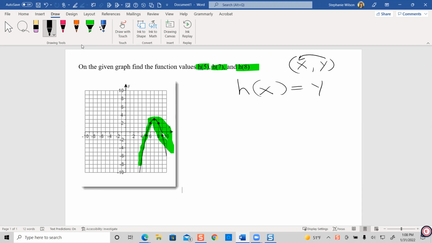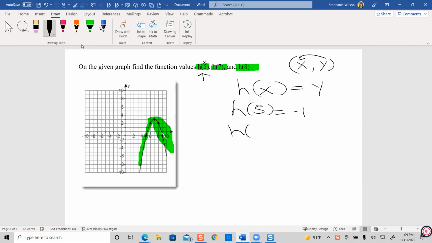So what I'm going to do is I'm going to go find when h of 5, which means 5 is x. What is y? So let's go look. When I look, x here is 5. Right here we are. When x is 5, y is what? -1.